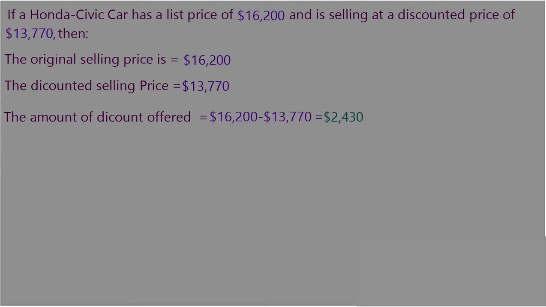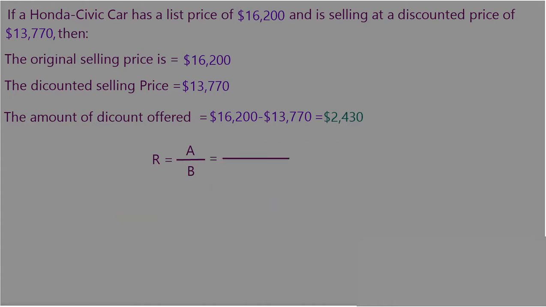What if we want to know the discount in percentage? Well, we use the formula R equals A over B. R is the rate or discount in percentage. A is the amount discounted. B is the basic price, or the original selling price.